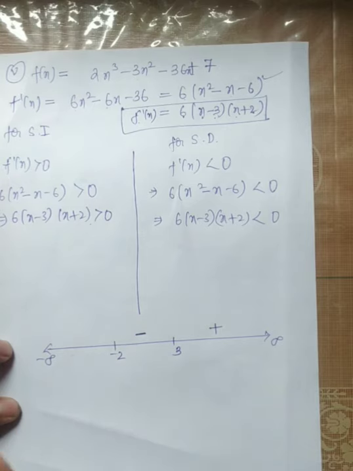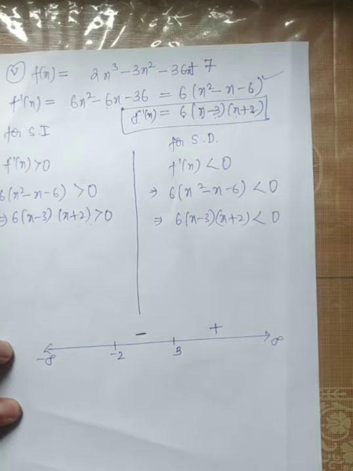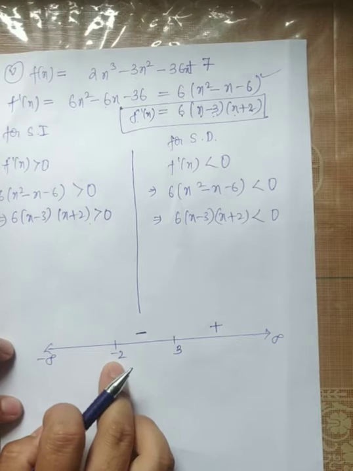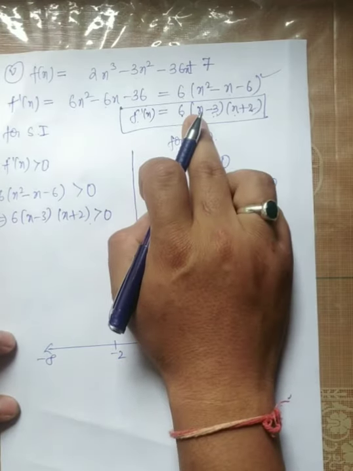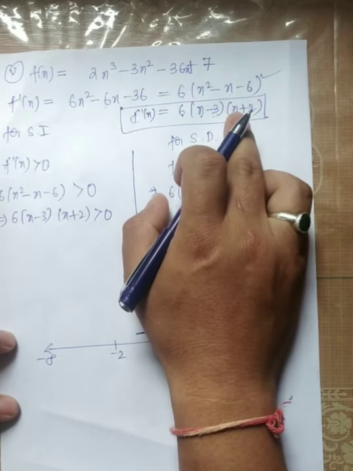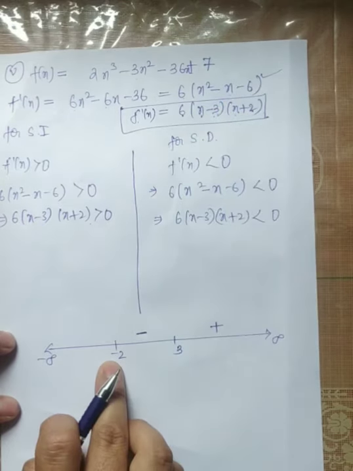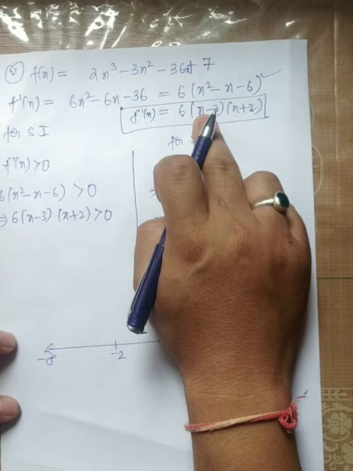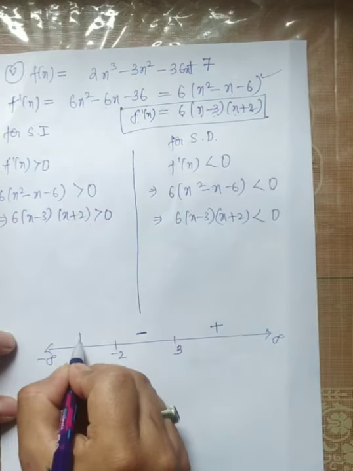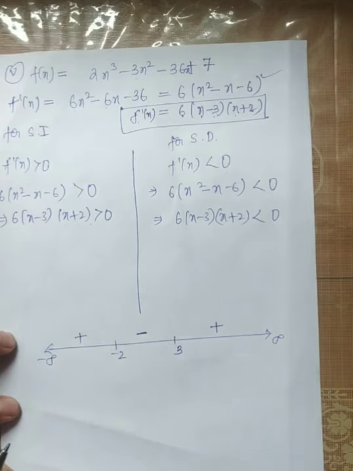Okay, let's take another value in the range less than minus 2. Any value less than minus 2, so let's say minus 3. Minus 3 I'm putting here. So minus 3 into 6 gives minus, and minus 3 plus 2 is minus 1. So minus and minus, plus I'm getting. So in these two ranges I'm getting f dash of x positive, and in this range I'm getting f dash of x negative.